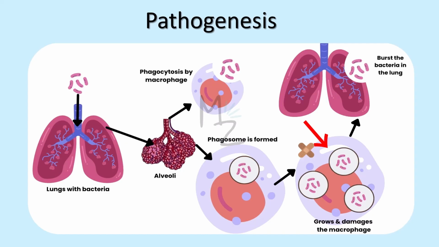Here you can see the growth and proliferation of Mycobacterium tuberculosis within the macrophage, and it is damaging the macrophage. There it is bursting and causing the infection in the lung. Now, this is the primary tuberculosis. This is mostly asymptomatic, or some people might show mild flu-like symptoms.